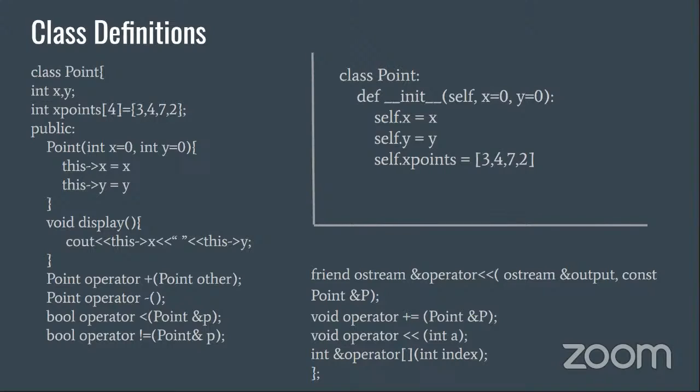Next we have the left shift operator. It will take the number of bits that will be used to shift the bits. And the last is the subscripting operator, which will be taking the index.